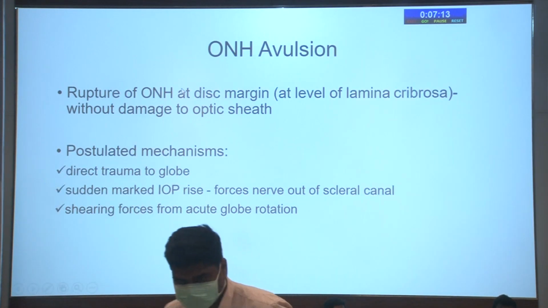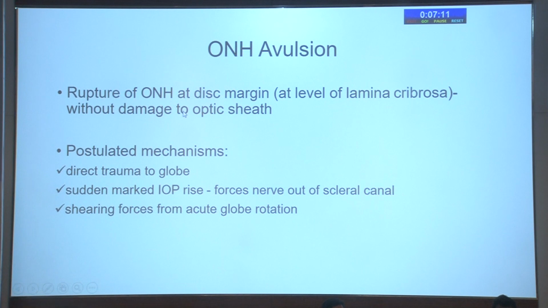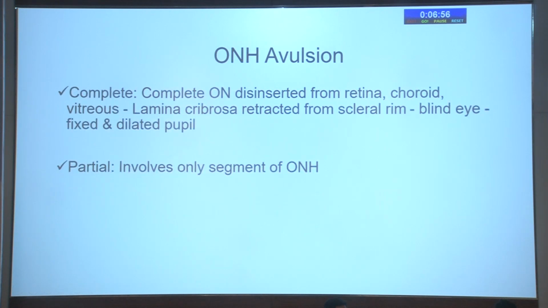Then optic nerve head avulsion. There's a rupture of the optic nerve head at the disc margin, maybe at the level of the lamina cribrosa, without damaging the optic sheath. The postulated mechanisms include direct trauma to the globe, sudden marked IOP rise, or shearing forces from acute globe rotation. It can be complete or it can be partial.